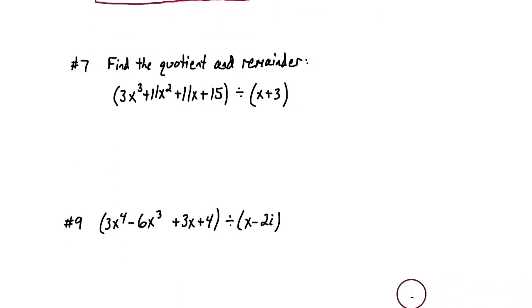Number 7, find the quotient and the remainder. We have this 4-term polynomial and we're dividing by x plus 3. In an earlier chapter, we would do that using long division. This time we're going to do synthetic division, which is the same thing as synthetic substitution. Write down the coefficients. 3, 11, 11, 15. Now divide in the value of r. But what is the value of r?